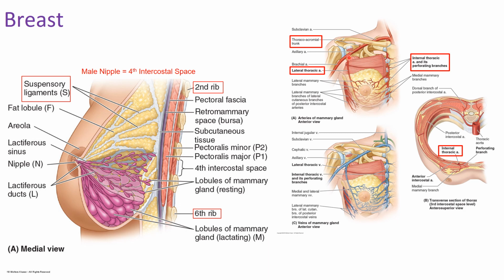So lateral thorax makes sense because our breasts sit on our thorax. The internal thoracic artery, and it's going to be branches of our internal thoracic artery. And then there is going to be a pectoral branch of our thoracoacromial trunk. So the pectoral branch of the thoracoacromial trunk supplies additional regions of the breast.